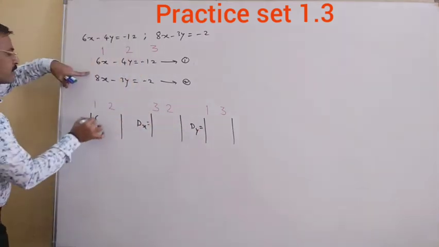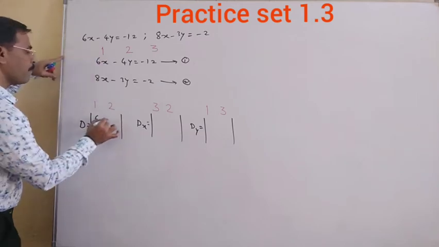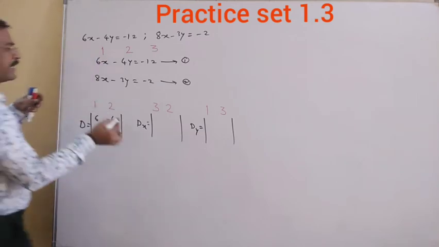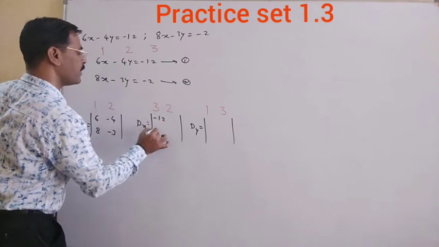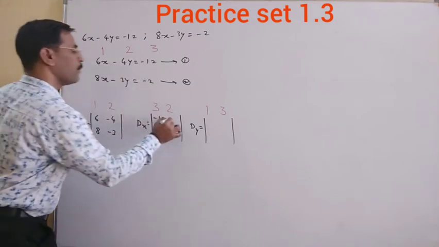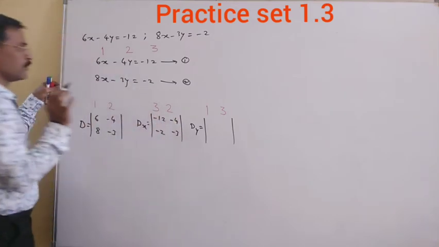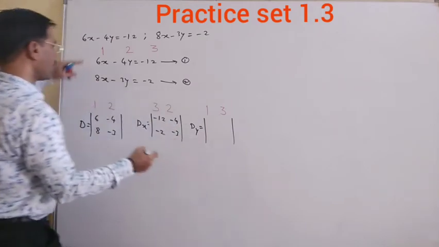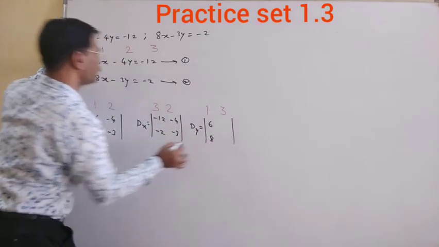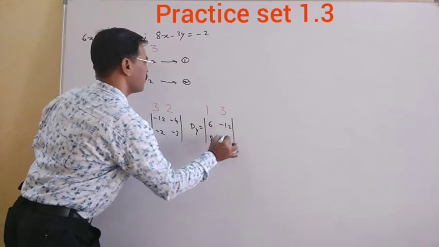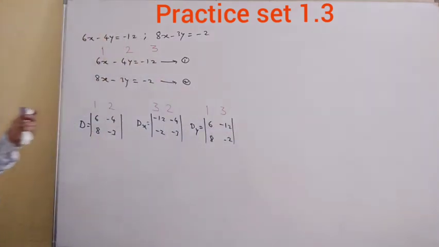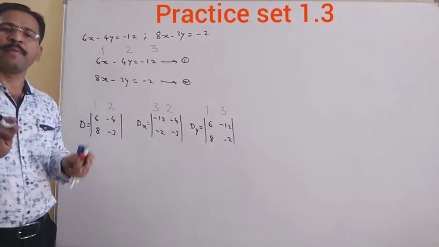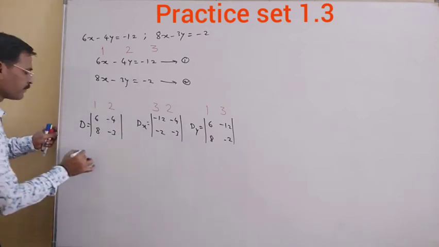See here, D tell me now. 1 means what? 6, 8. 2, minus 4, minus 3. dx, minus 12, minus 2. 2, minus 4, minus 3. Okay, look here. And what about 1, 6, 8 and 3, minus 12, minus 2. Once you write all these, the next part becomes very much easy. See next part. What is that?